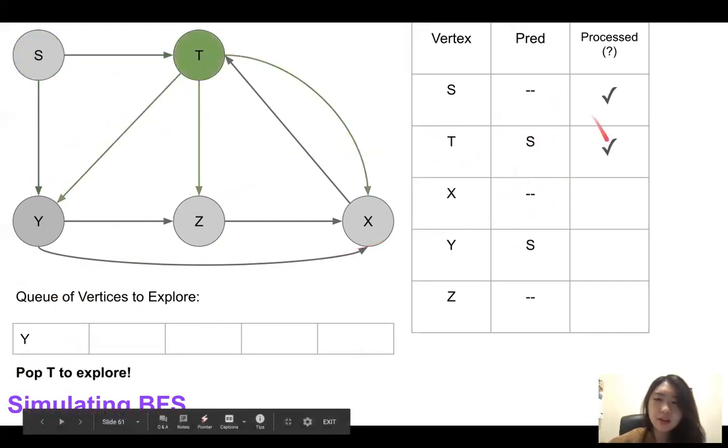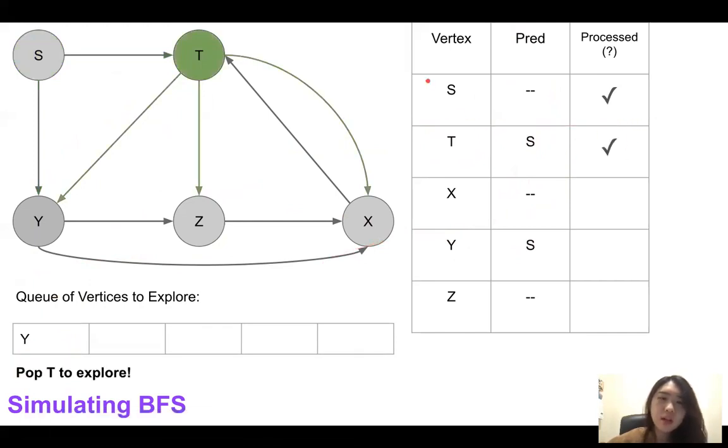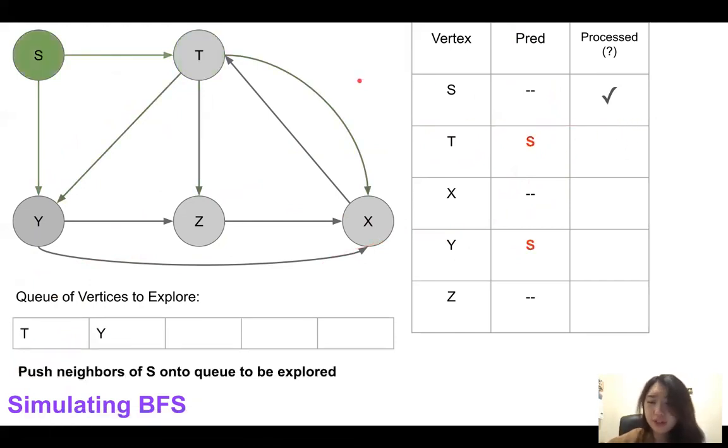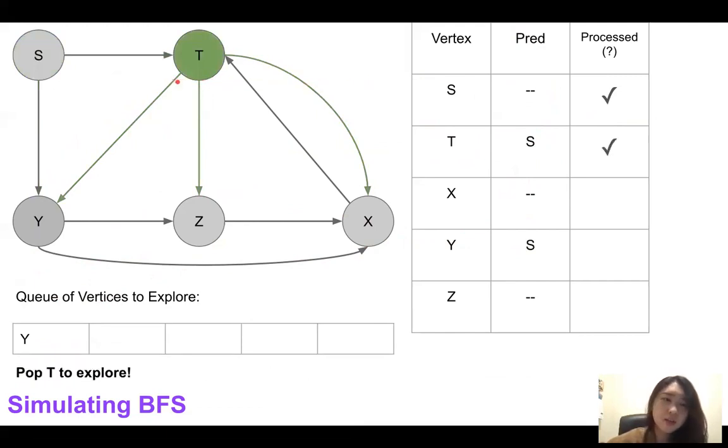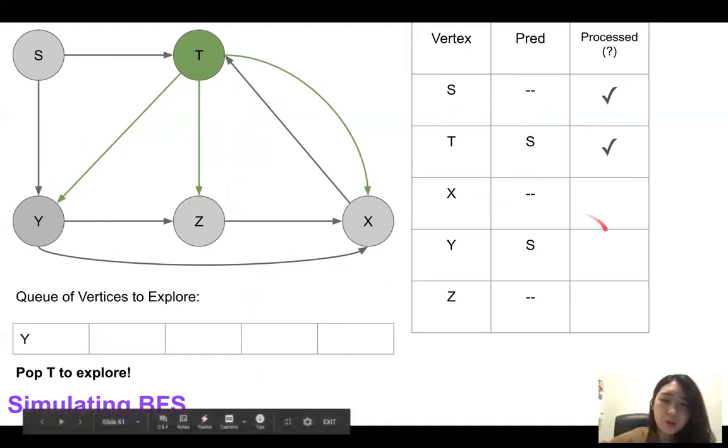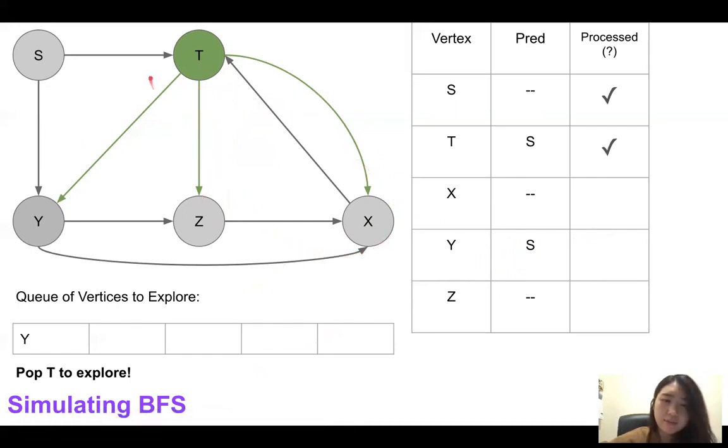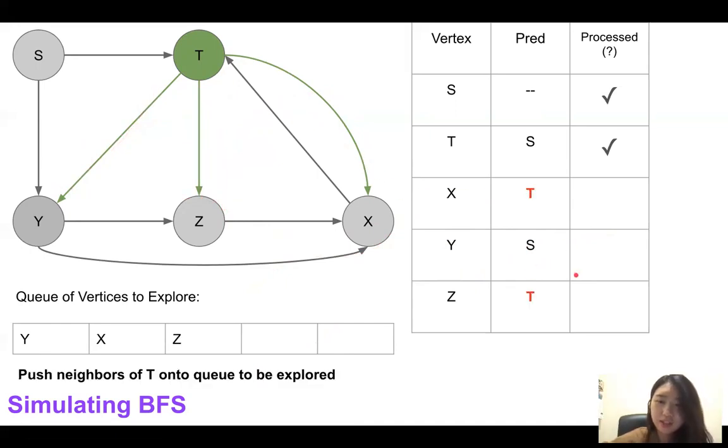So T hasn't been processed yet, right? But whenever you pop, you need to add its neighbors immediately. So here T is pointing to Y, Z, and X, right? And here is why the discovered information is important, because you can clearly see that Y is already here. Now you're going to see X and Z. X and Z don't have any predecessor yet, so it's more interesting to see. So we are not going to update Y.